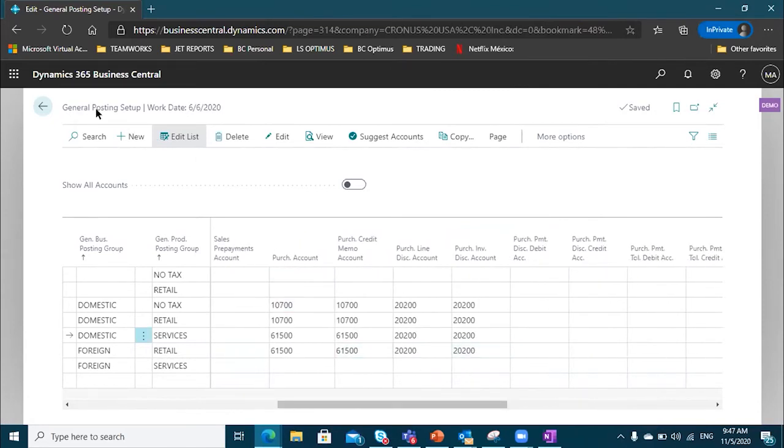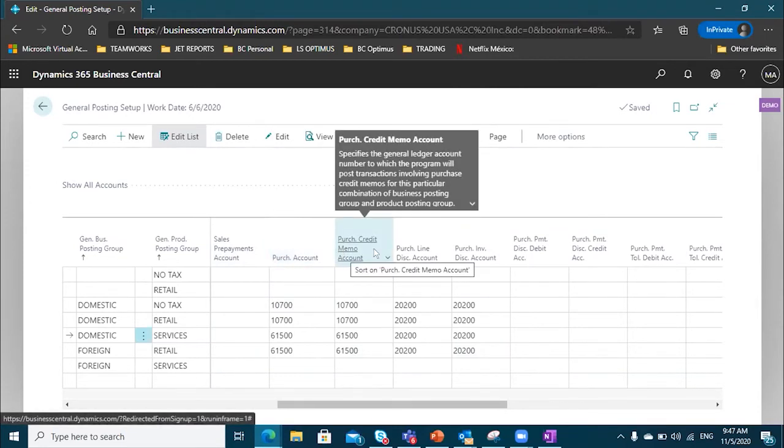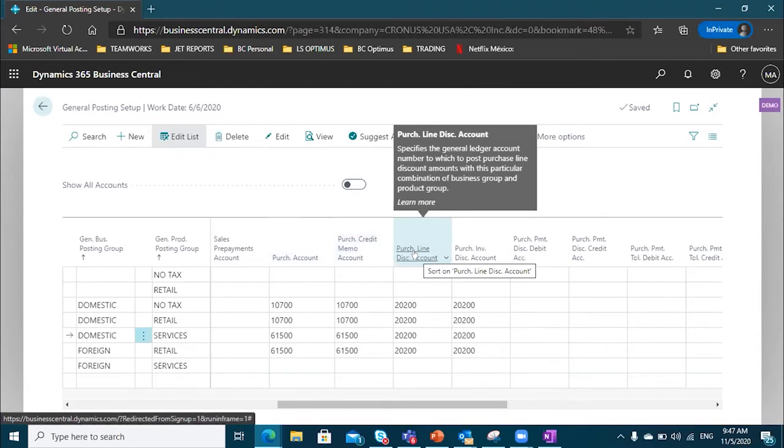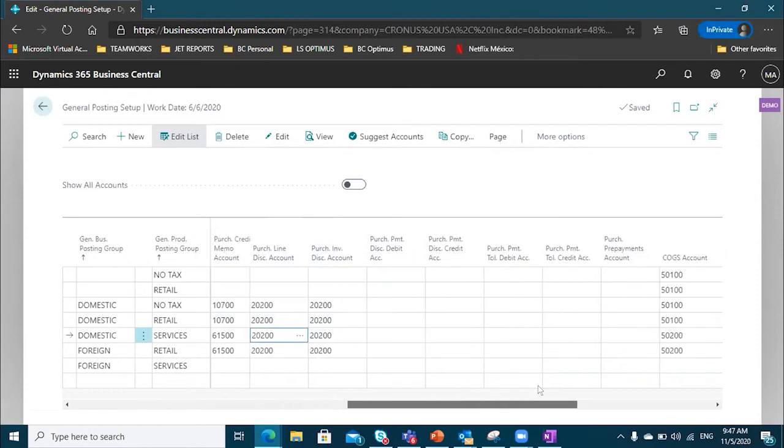And remember, general posting setup dedicated to purchases. We have the purchases, purchase credit memo. As well, we could purchase with discounts that could be decreasing the debt that you have with your vendors. But as well, we separate the purchase expense from of course, the actual discount that we get. So we are going to need an account for these discounts.